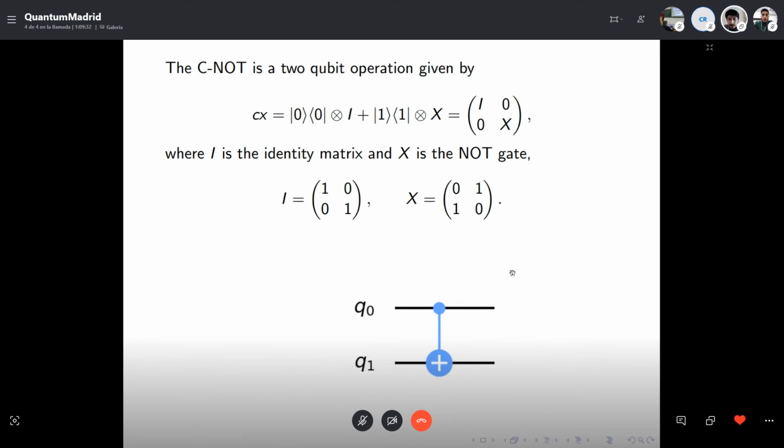Well, the controlled node has one qubit that is the target and another that is the control. Right, that's it. Control and target. So if the control is in state 0, the second qubit remains equal, and if the first qubit is in state 1, the second qubit is negated with the NOT gate. See? Yes?